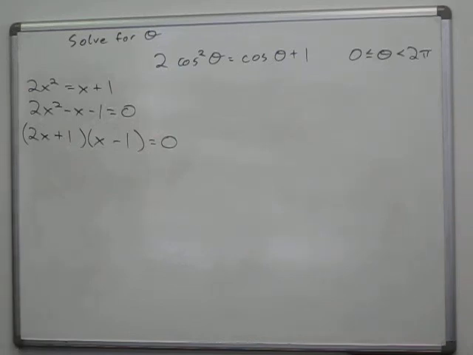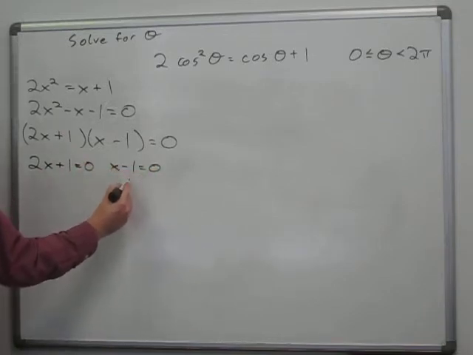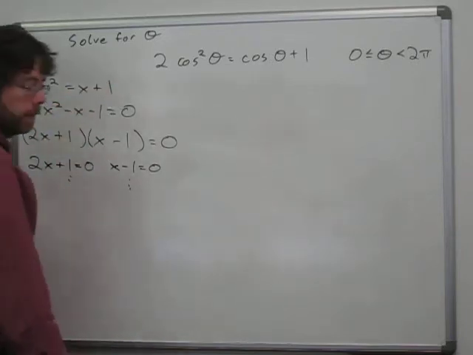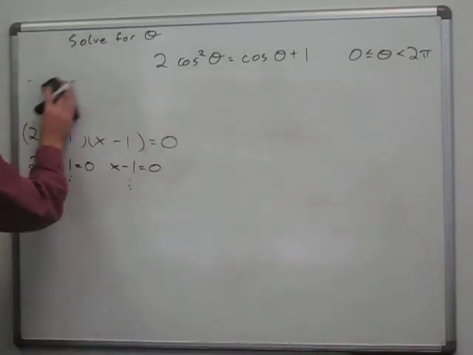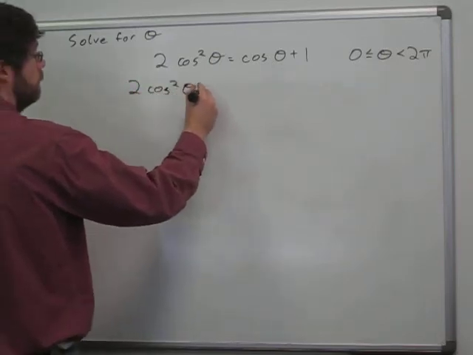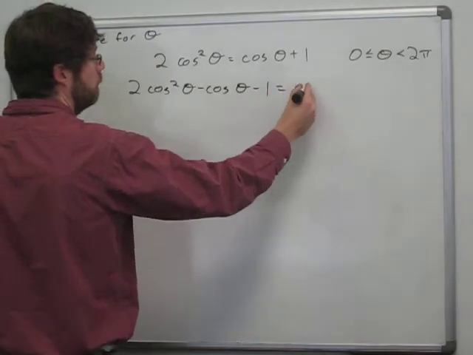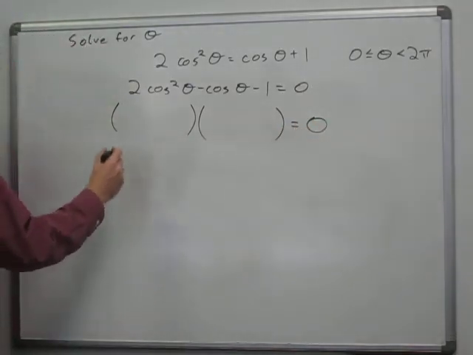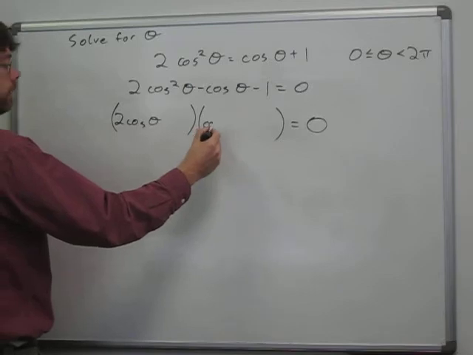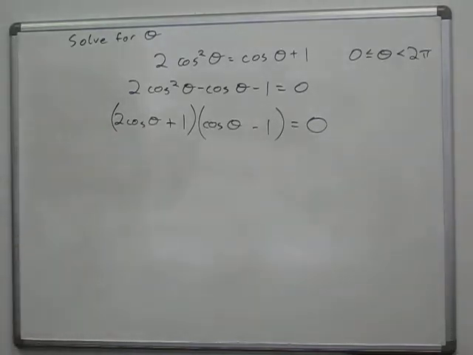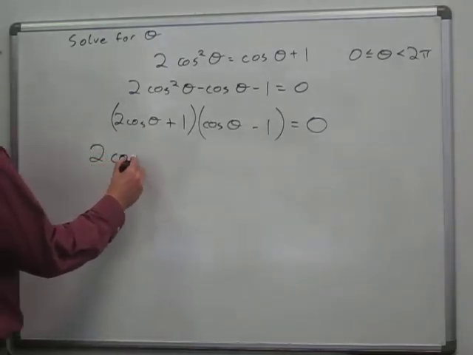So now we have two expressions multiplied equal to 0. So we set each equal to 0 and solve for x. We're going to follow the same exact pattern working with this problem. So get all of our terms on one side and 0 on the other, and then factor. Instead of 2x and x, I will use 2 cosine theta and cosine theta, and plus 1 minus 1. Set each piece equal to 0 and solve.